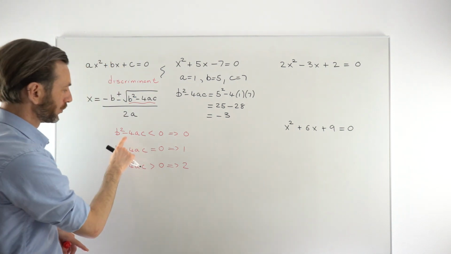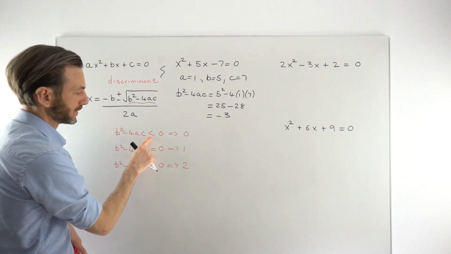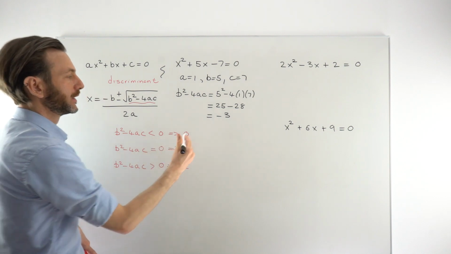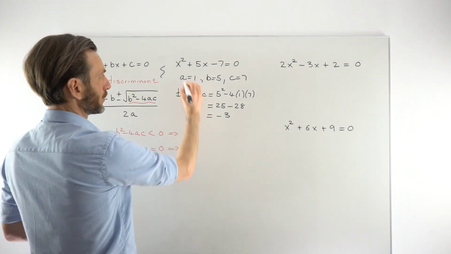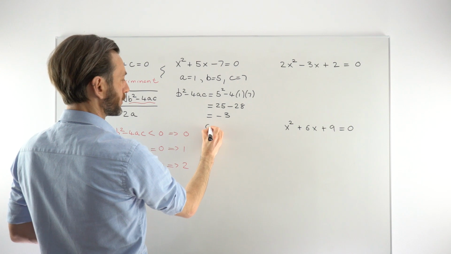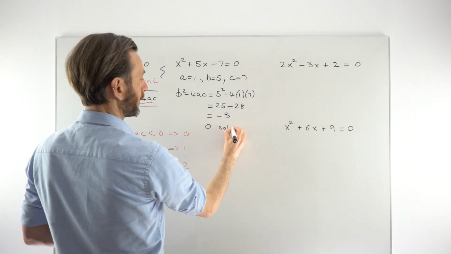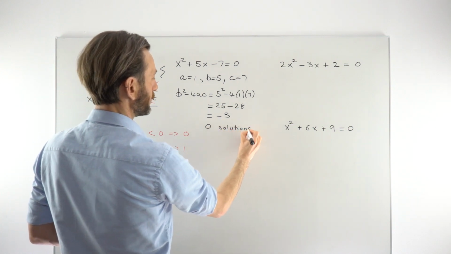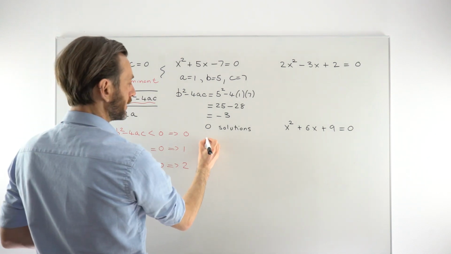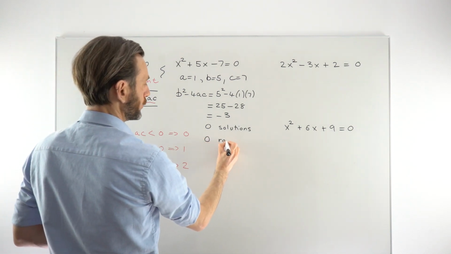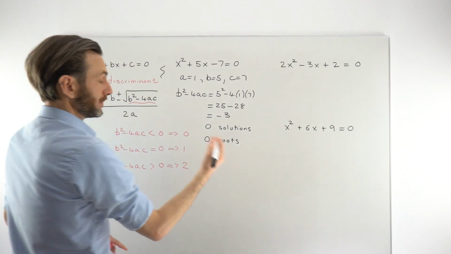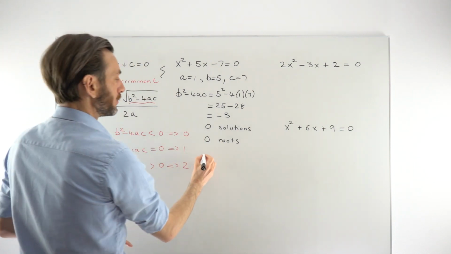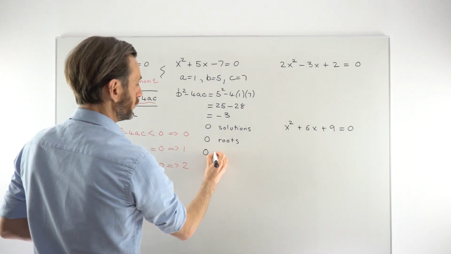So that comes out to be minus 3. That's a scenario where b squared minus 4ac is negative, so less than 0. That implies that this original quadratic equation has got 0 solutions. We also call the solutions sometimes the roots, so you might instead write that as 0 roots. Sometimes even further than that, your teacher might recommend that you write it as 0 real roots.